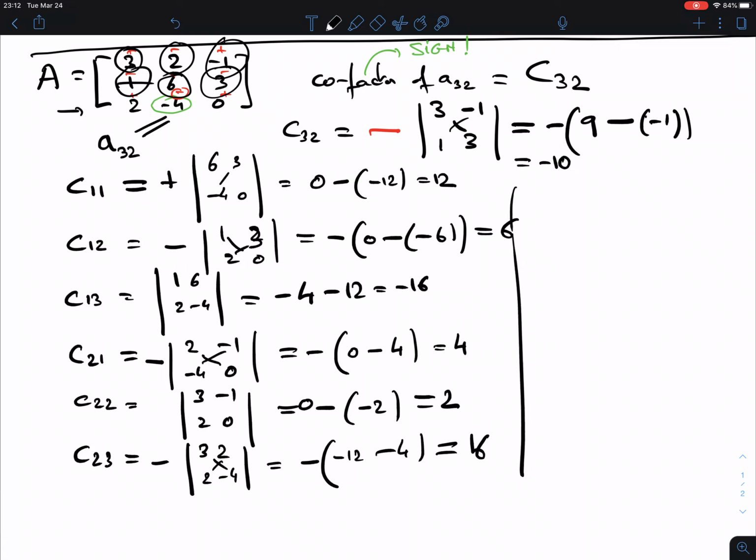I've run out of room, so let's try to do C31. Squeeze it in here. Third row, first element, that's with a plus sign. And what I'm left with is 2, minus 1, 6, 3.